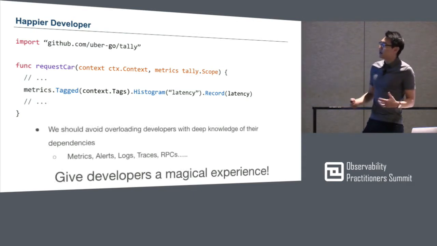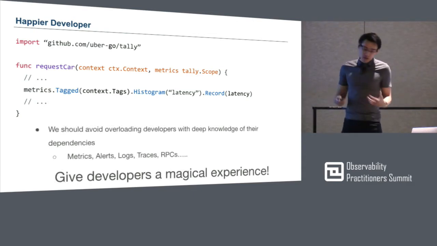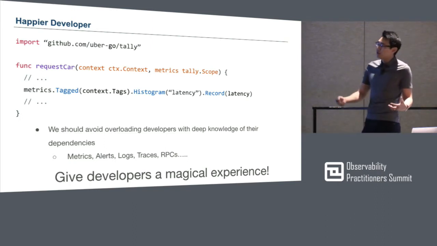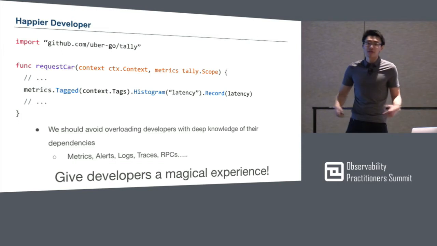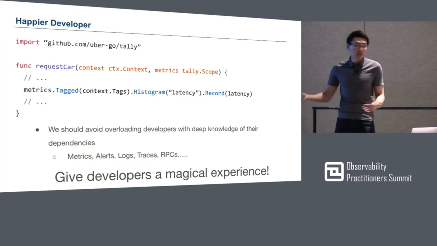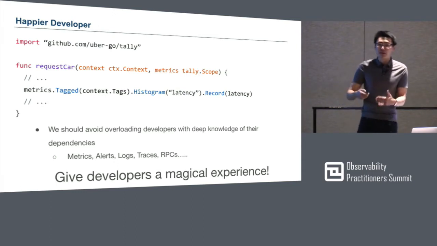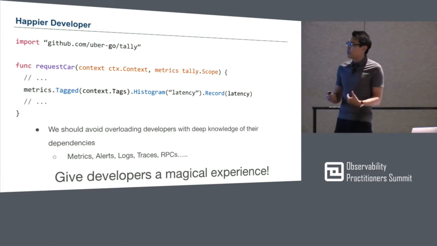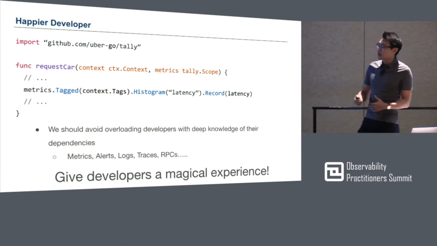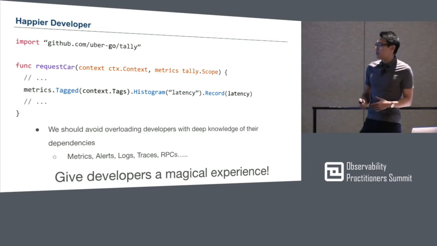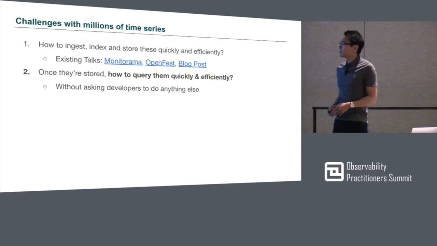So the point here is that we should really try to avoid overloading developers with the implementation details or the deep knowledge of the dependencies that they need to use, right? Every developer needs metrics. Every developer needs alerts. They need logs. We don't really want to push the knowledge and the difficult parts of it to them. We want to make it as easy as possible and give them a magical experience, and also take care of the hard stuff ourselves, I guess.